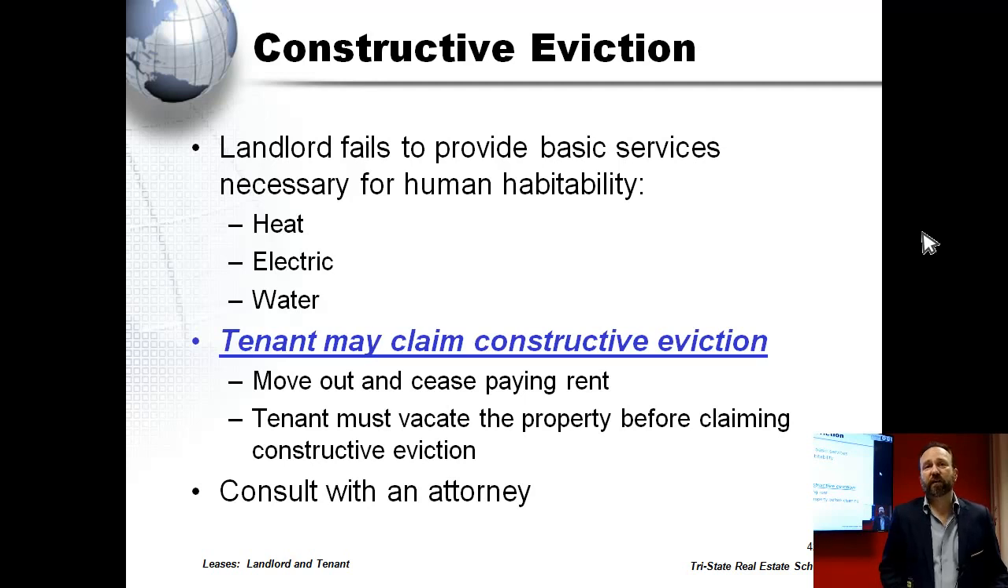Yes, our leases do state that. The leases I use for my personal properties state it as well. Breach of contract.